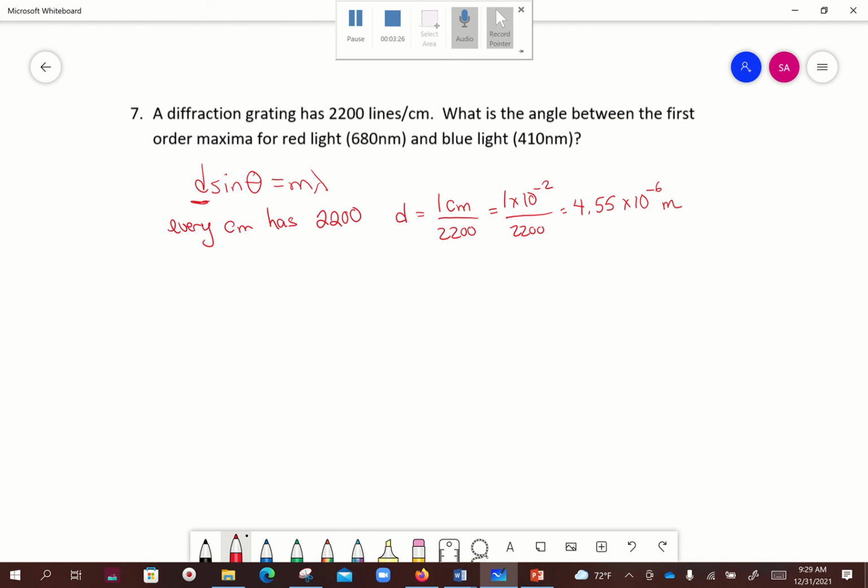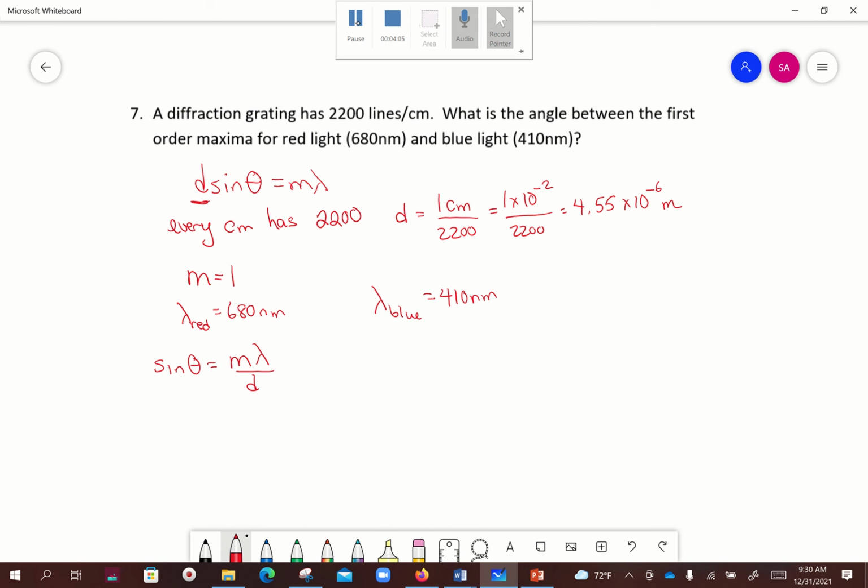Okay. Then we're asked, what's the angle between the first order maxima for red light and blue light? So first order maxima, m equals 1. For red light, lambda red is 680 nanometers, and lambda blue is 410 nanometers. I want to know what's the difference in the angle. So what I need to do is find the angle for each of them and then subtract them.